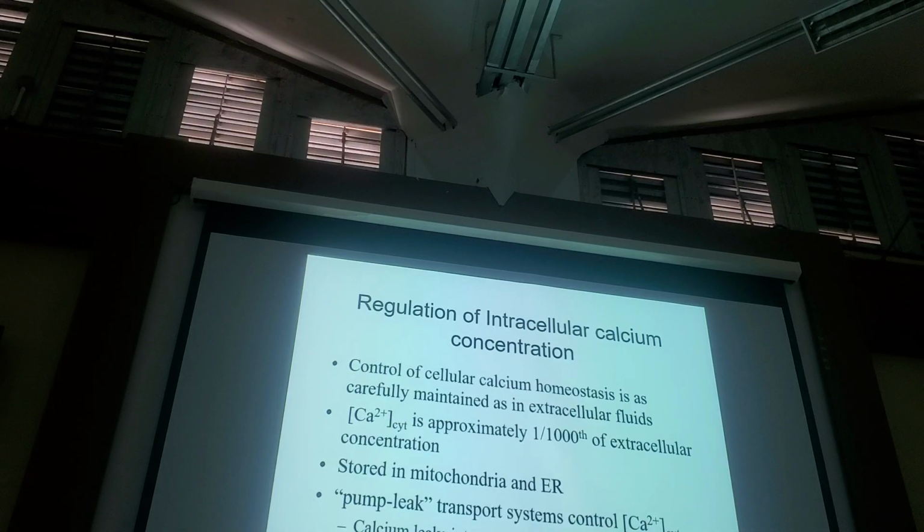So because of this myriad of functions, there is need for fine regulation. That's why we don't use EDTA, anticoagulant, in vivo. You only use it in vitro, because if you give it in vivo, it will destabilize the calcium milieu, and you don't want that to happen.